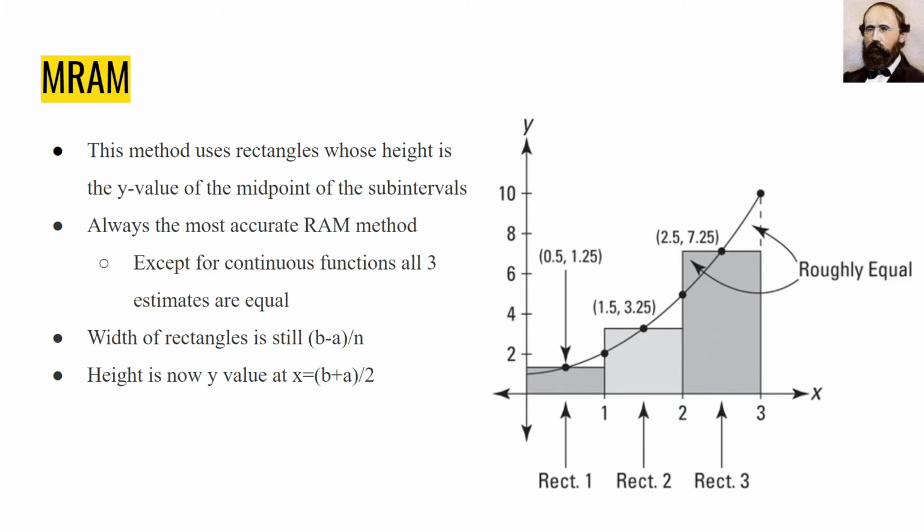So you could think about it as a horizontal line at y equals 5. If you were to do LRAM, RRAM, and MRAM, it would just be the same answer because all values are the same. You can calculate the width of rectangles by (b minus a) over n, as we previously stated, and the height is now the y value at x equals (b plus a) over 2.